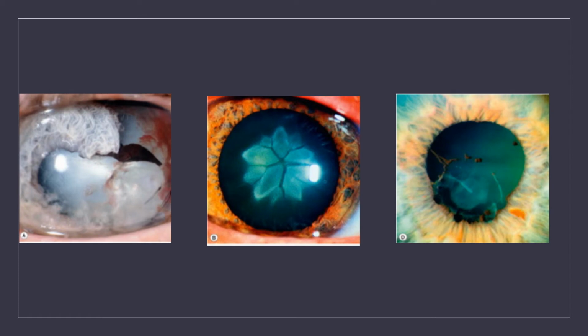Slide shows various types of traumatic cataract. This one is due to penetrating injury. This one is due to blunt trauma. And the pigment imprinted on anterior lens capsule, this is also called Vossius ring.